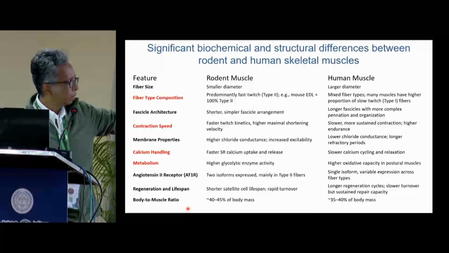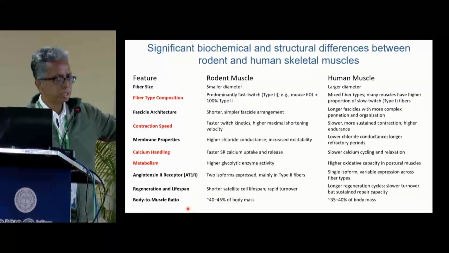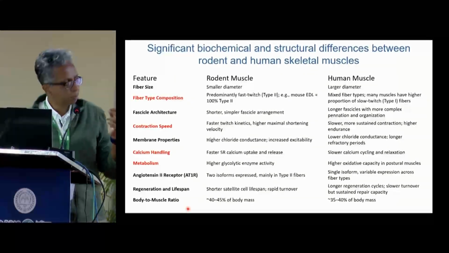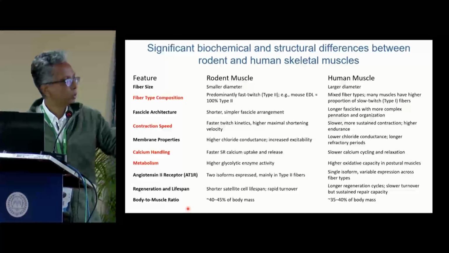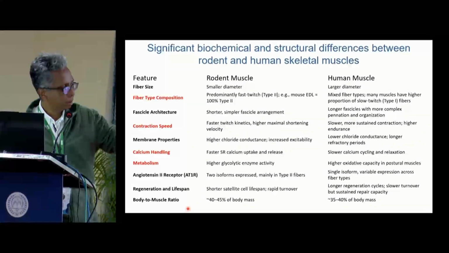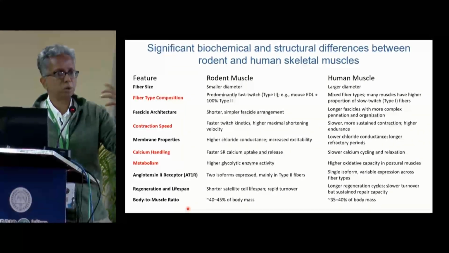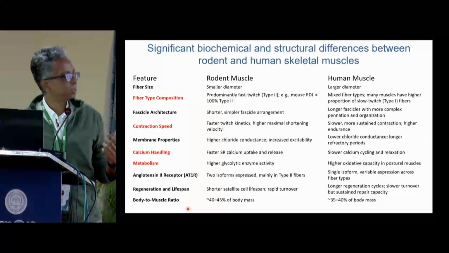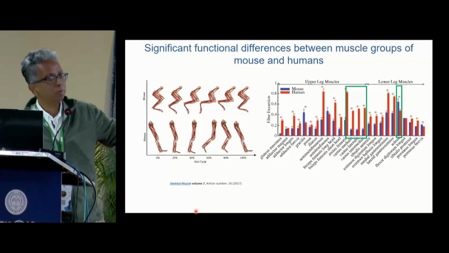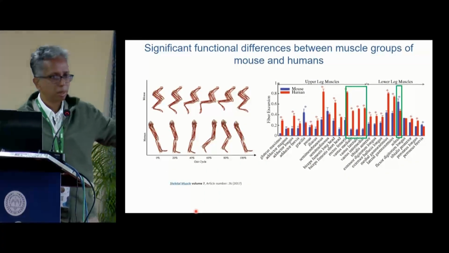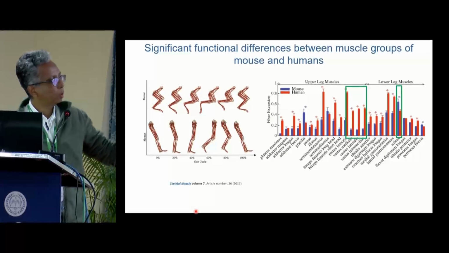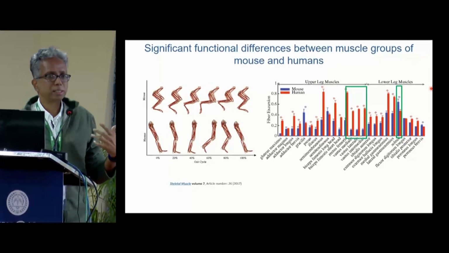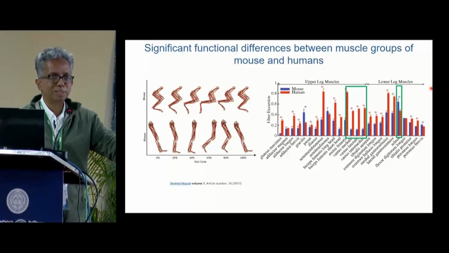So there are a number of other differences, but I just want to highlight some salient points as to why we need to move towards organoids that are much, much closer to what we as human beings have. And even functionally, of course, I thought it was worth putting this slide as well: if you look at the kind of muscles that are used by different animals, they are very, very different.